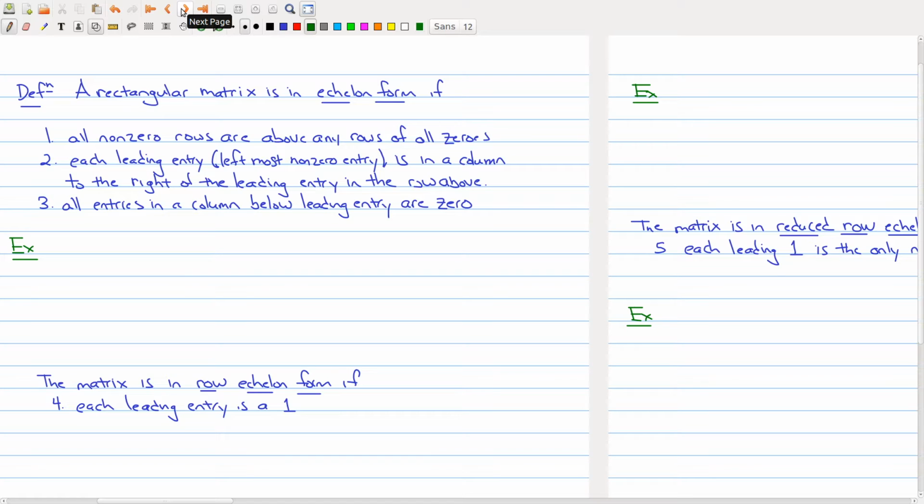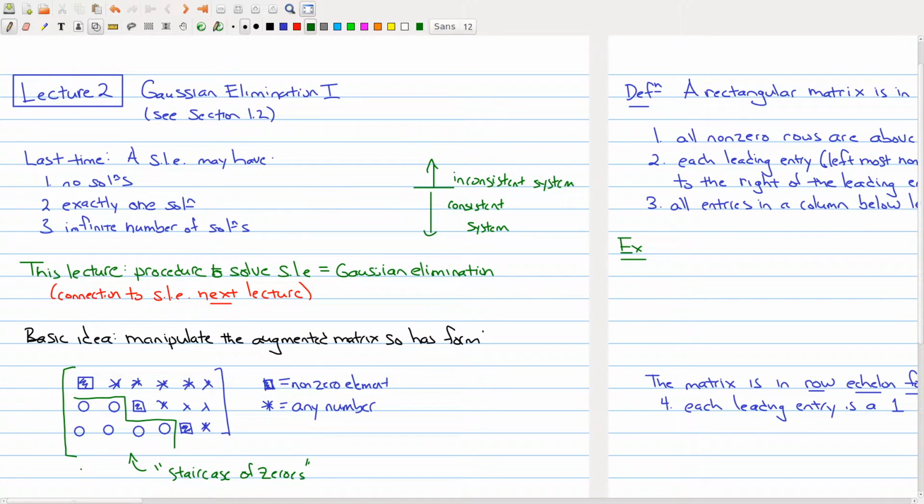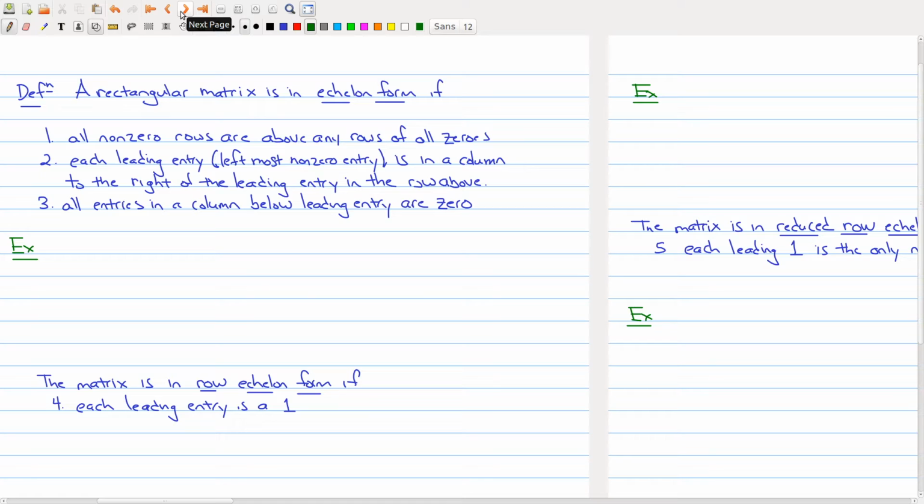Okay. So in order to do this, we need some terminology to describe the matrix that we're aiming for. So going to the next page here, there's a bunch of definitions. The definition actually carries on for a bunch of pages, but we're going to start with the basic form first, which is the notion of an echelon form. A rectangular matrix is in echelon form if all of its non-zero rows are above any rows of all zeros. That just means that if you have a row of zeros, they all end up at the bottom of the matrix.